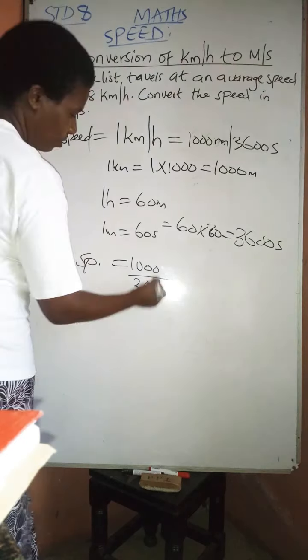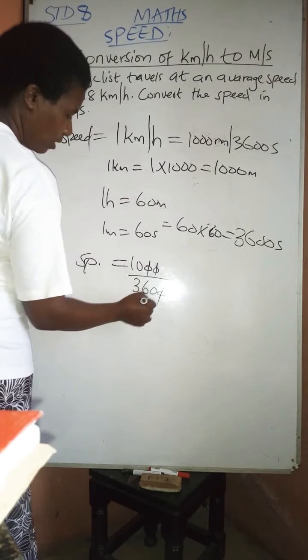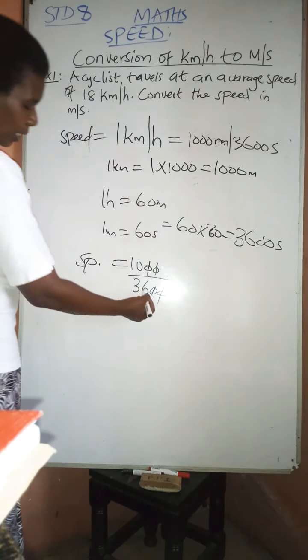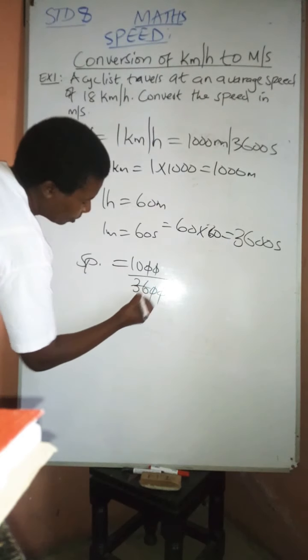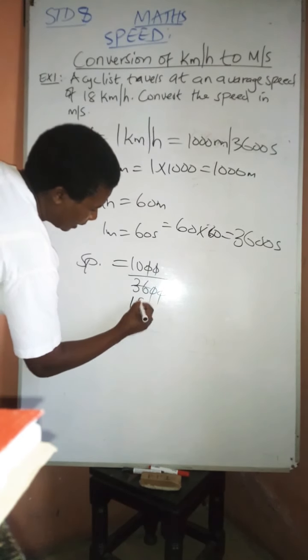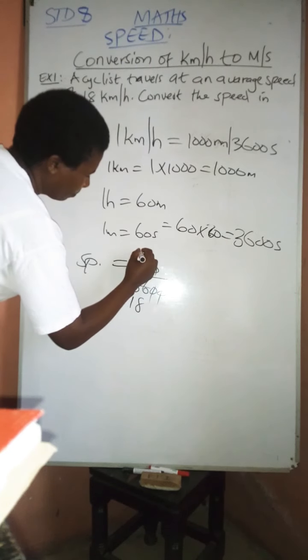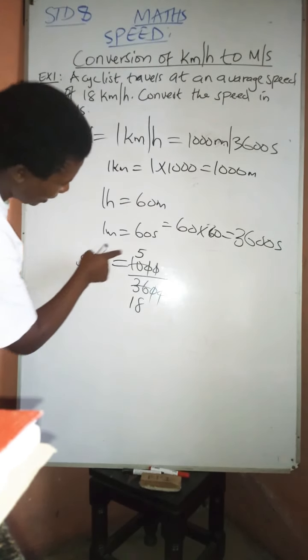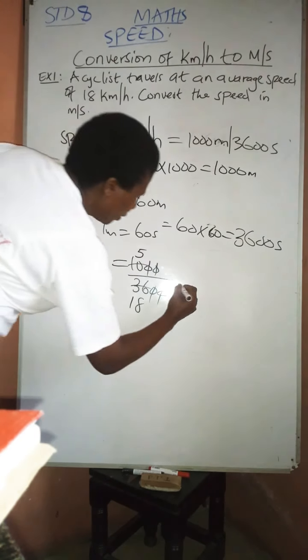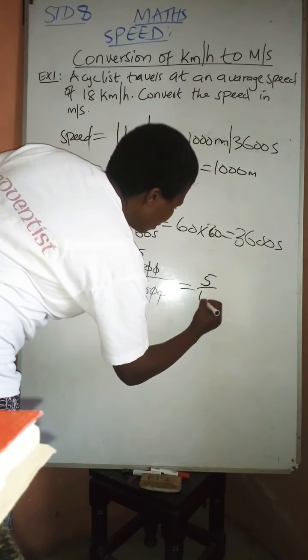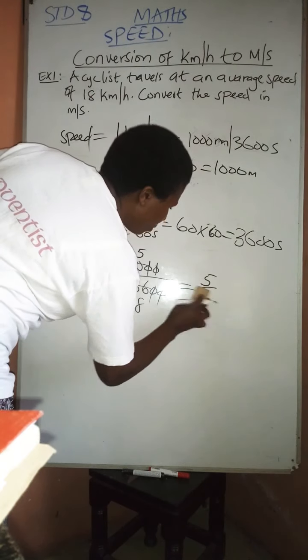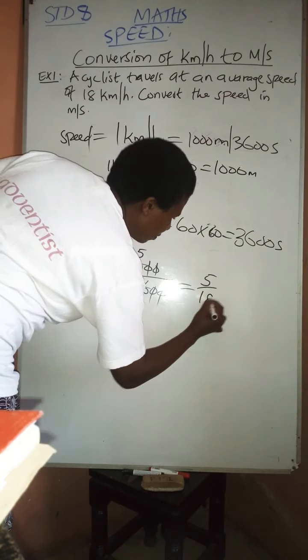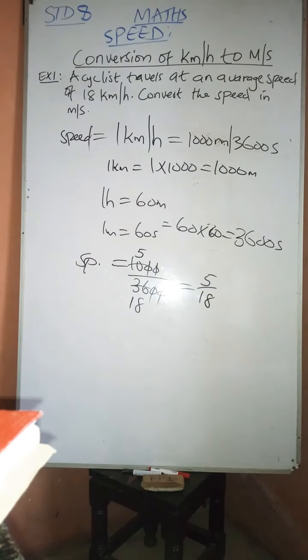So I simplify this, cancel 0 and 0, cancel 0 and 0. Then 2 goes here, 18. 2 goes here, 5. Any other common divisor? None. So in the simplest form, my speed is 5/18 meters per second. That is the simplified form.